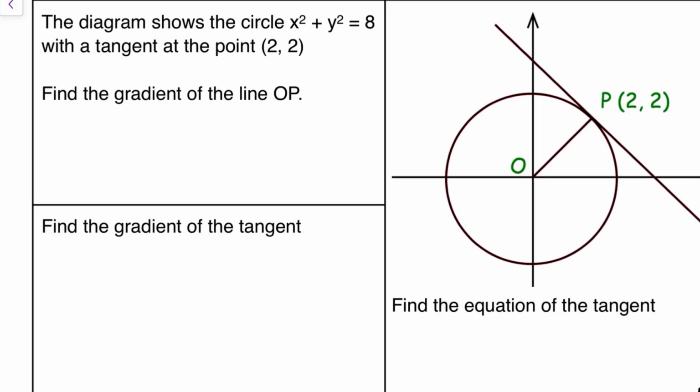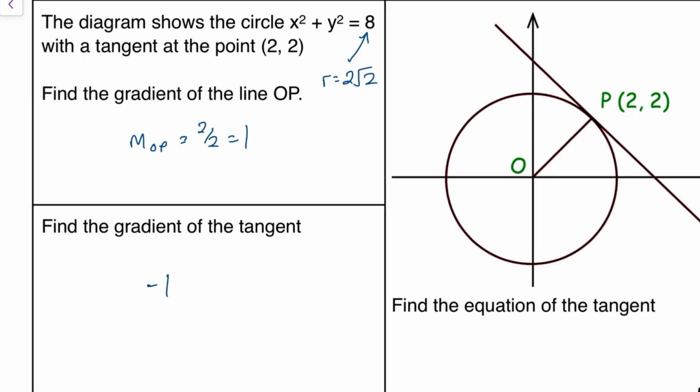The diagram shows, this feels like a standard tangent question, doesn't it? The diagram shows a circle, x squared plus y squared equals 8. Now, straight away, just be careful, because the radius here is not 8, it's the square root of 8, which is 2 root 2. Find the gradient of the line OP. Okay, so the gradient of the line OP, so I'm going to write OP here, goes up 2 across 2, so 2 over 2, which is 1. Find the gradient of the tangent.